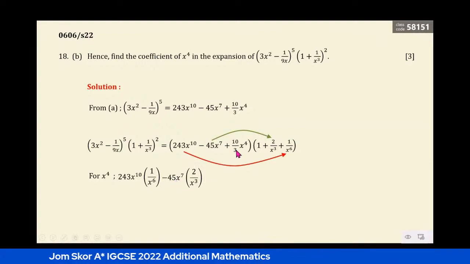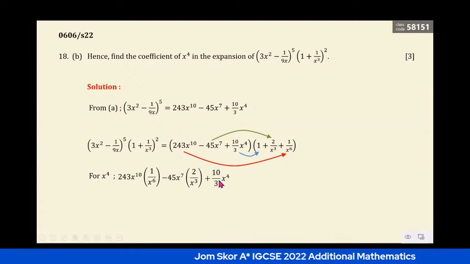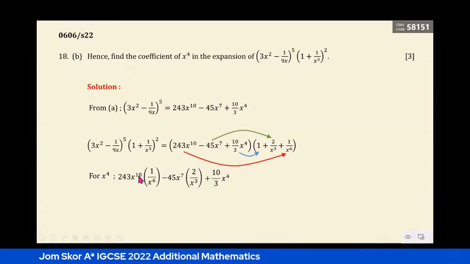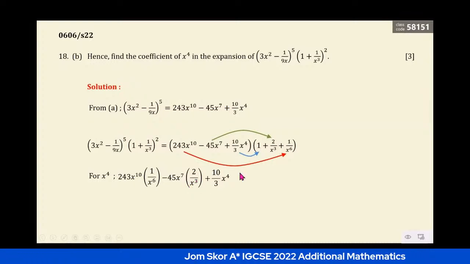And of course this one, if you all look, it is already x to the power of 4. So it has to multiply with constant 1. Then we will get 10 over 3 x to the power of 4. So this one, if you simplify, you will also get x to the power of 4. This one and this one, when you simplify, you will get x to the power of 4. And then it's also x to the power of 4.